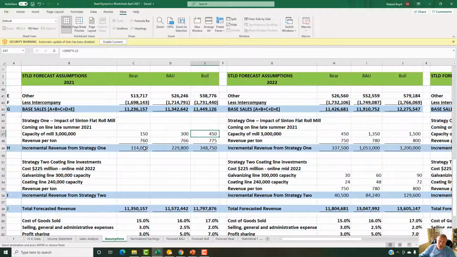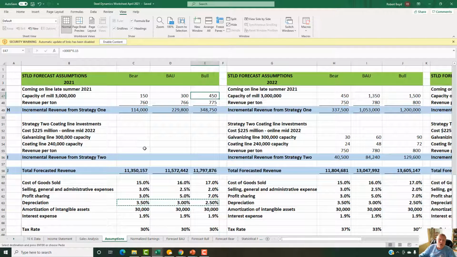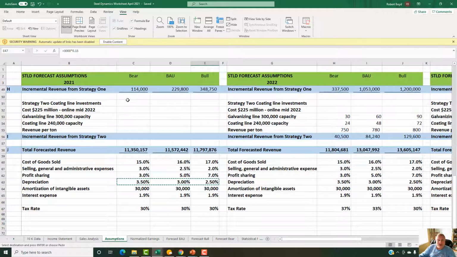The second strategy they're working on is 2 coating lines. Cost is going to be $225 million, online mid-22. So I'm not going to plan any increase as a result of the strategy number 2. Okay? And when I add them up, this gives me my forecasted revenue, which will go directly to my forecast for each of those cases.